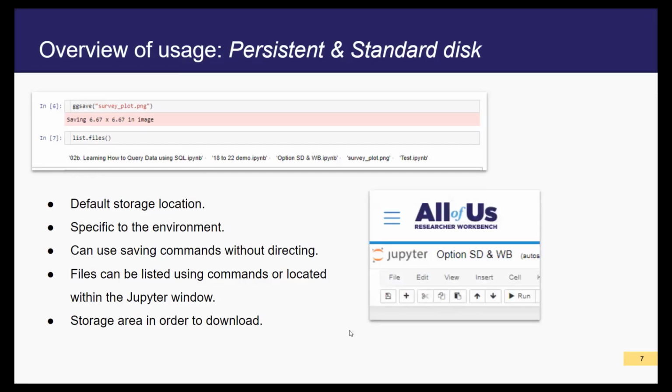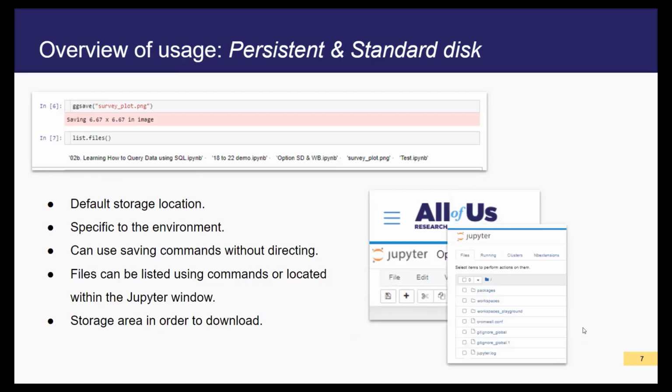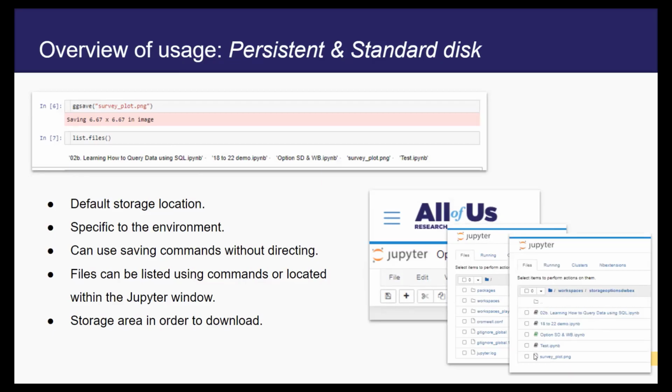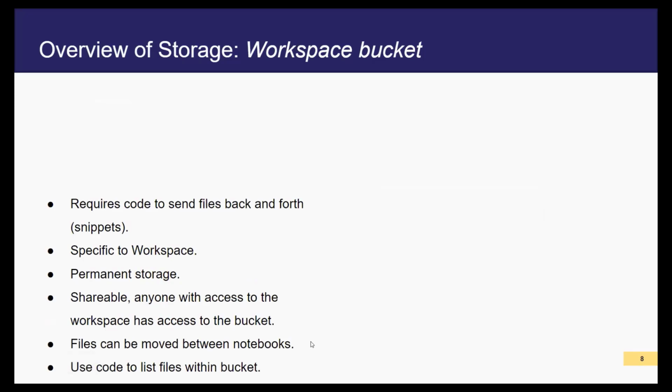And then you also have the capability of using point and click tools to look at these files as well. So you could click the Jupyter icon here. It'll open up a couple files. You'll go a little bit deeper by clicking on workspaces, and then you'll get to see what all is saved within that workspace. So now talking about the usage of the workspace bucket.